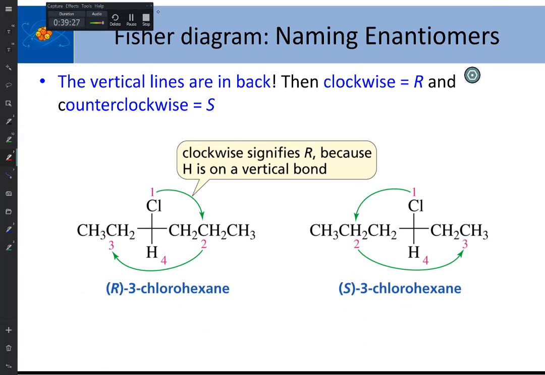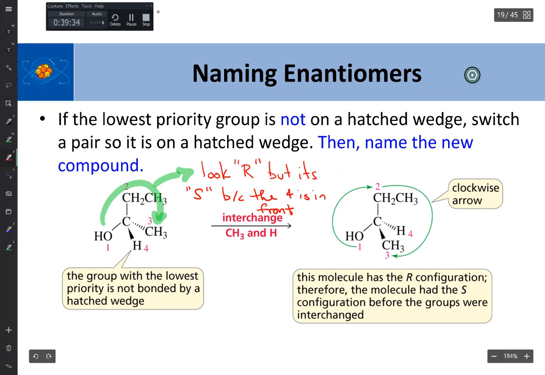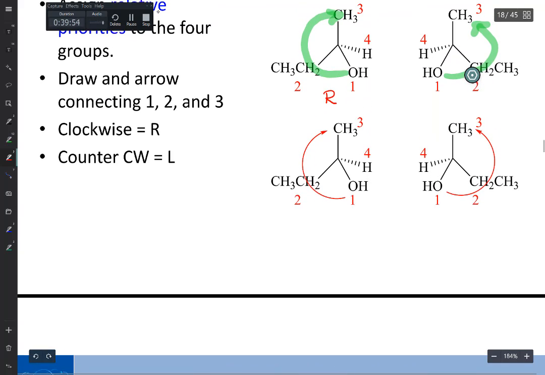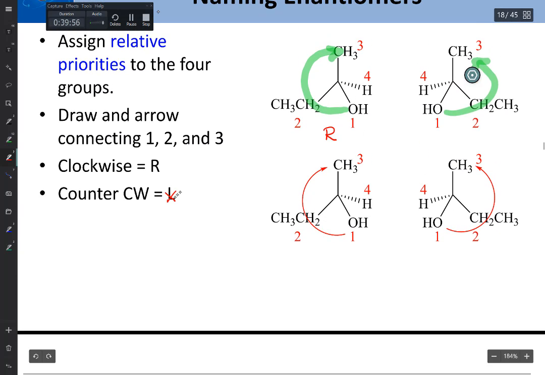So we're gonna have to do the same thing with Fischer diagrams. I didn't finish the note. Can you go back? Is it L or is it S? It's S. It looks like it's R, right? But it's actually S because when you flip this 4 group to the back, this arrow is pointing in the opposite direction. Did I say something wrong on the slide? Where did the S come from? Oh, sorry, I was wondering where the S came from.